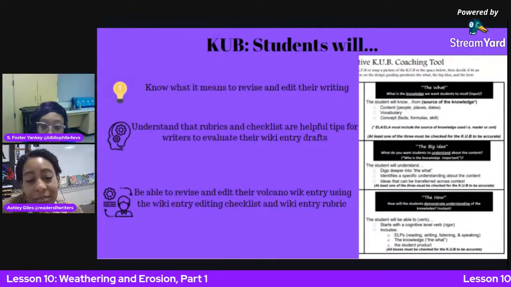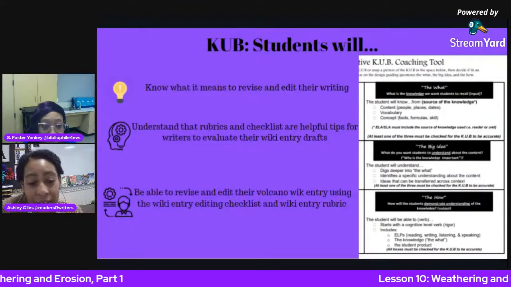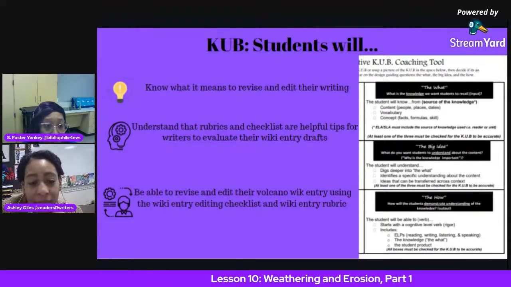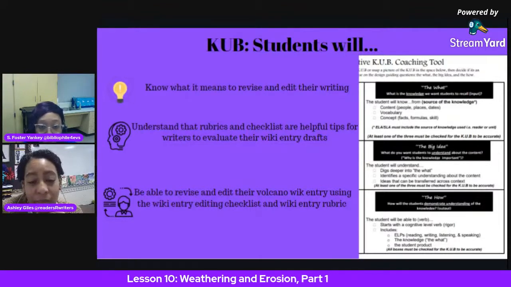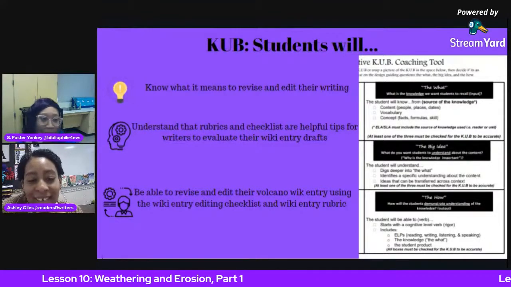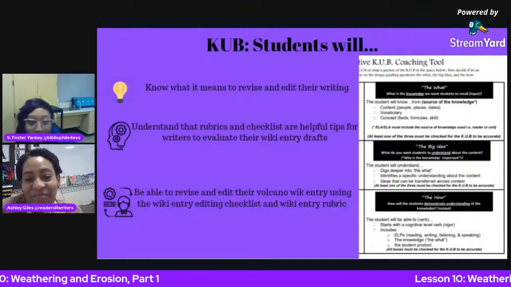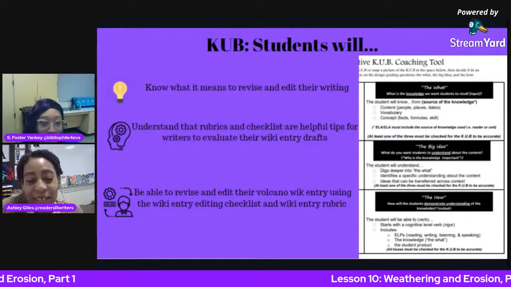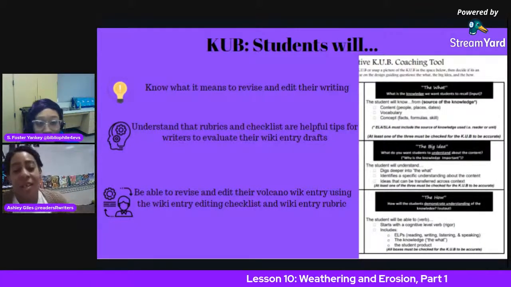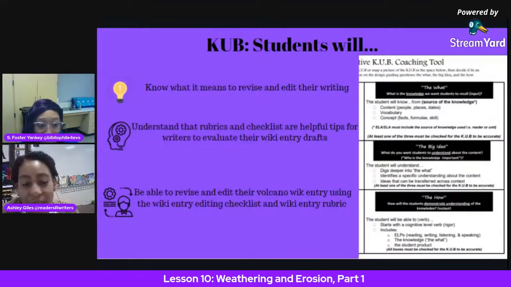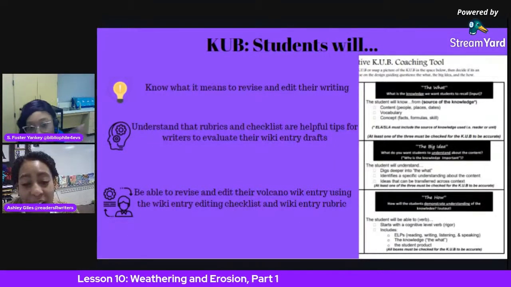That's the deep understanding, right? Revising and editing are an important part of the writing process, because you don't just write a draft and publish it and say, I'm done. You have to go back and revise. You have to look at it with new eyes and see what could be better or what you could take out, and you have to edit. You have to make sure that your punctuation and capitalization are all on point.